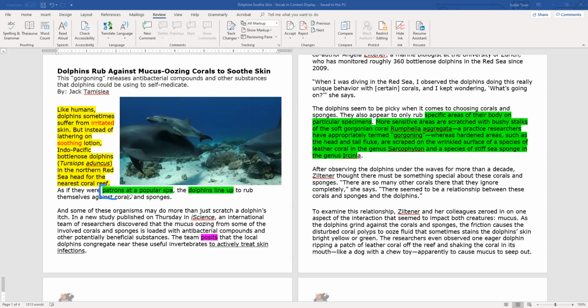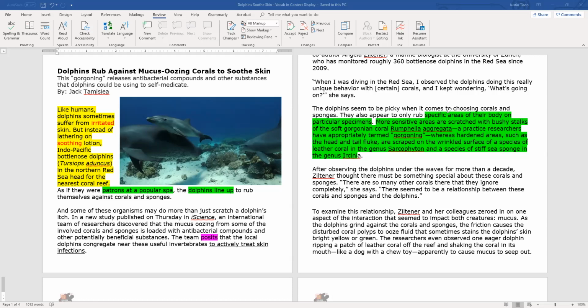Same thing here in green. Maybe I'm not familiar with what patrons are at a popular spa. Patrons, what are patrons? Well, the rest of the sentence says that like they were patrons at a popular spa, dolphins line up. So I can make that synonym, that example connection, that patrons are people who are lining up at spas because dolphins are lining up to rub themselves against corals and sponges. Again, it's not a perfect definition or understanding, but it doesn't have to be. It just has to help me as the reader understand what's going on.